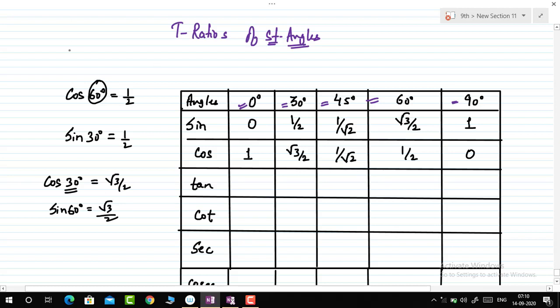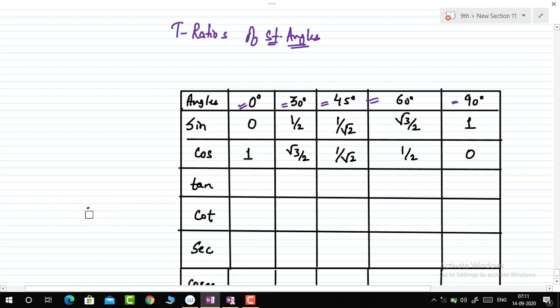Now suppose someone asks cos 45. What is the complement of 45? It is itself 45. So we will be finding sine 45, that is 1 upon root 2. So you need to learn the values of sine of standard angles, that is 0, 1 by 2, 1 by root 2, root 3 by 2 and 1. And the cos is the reversal of it.